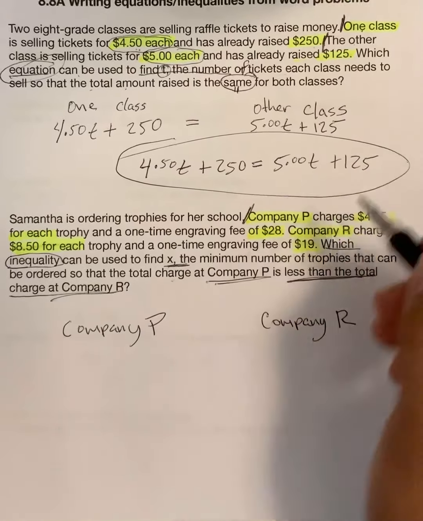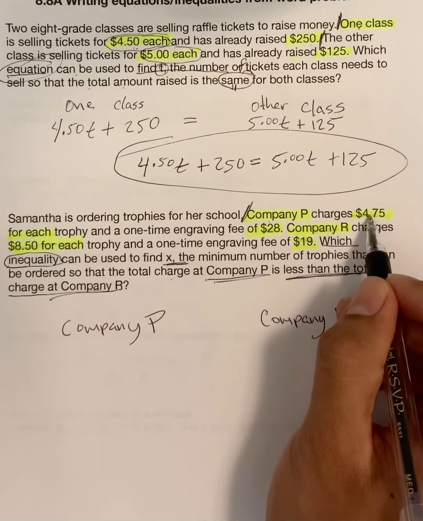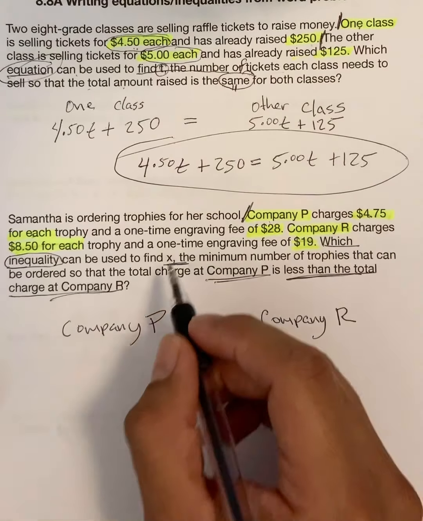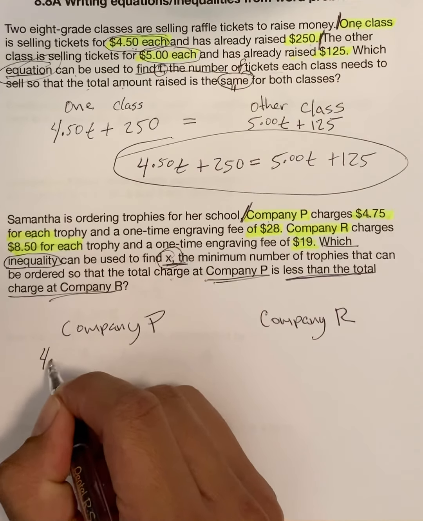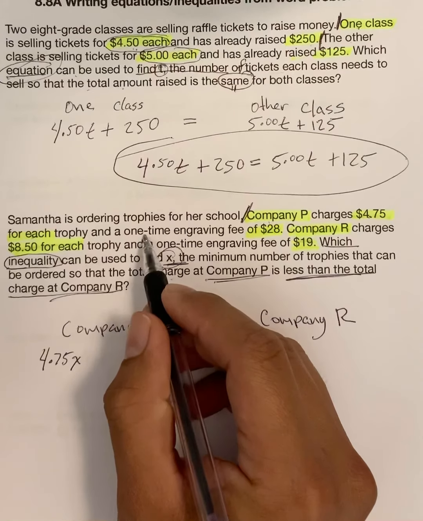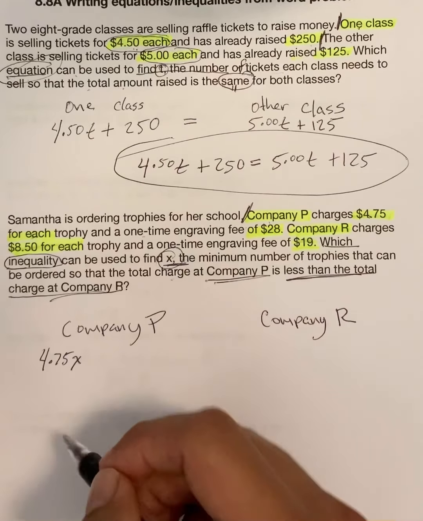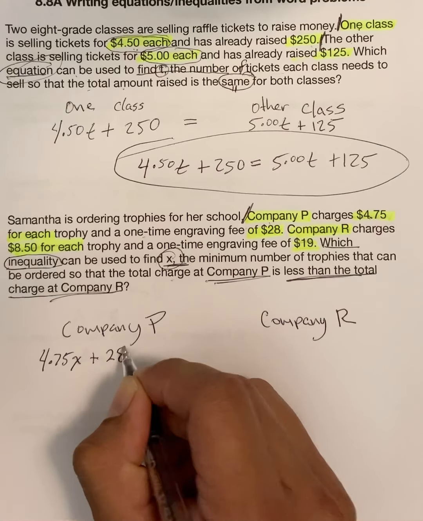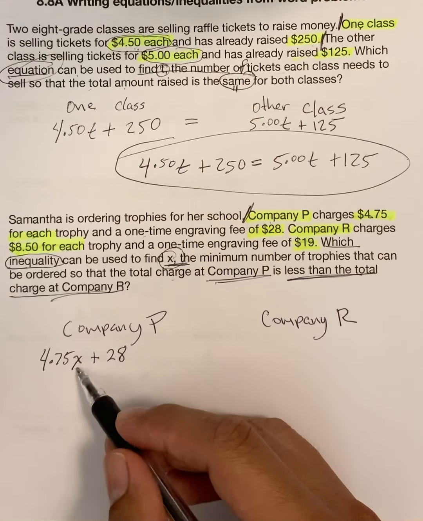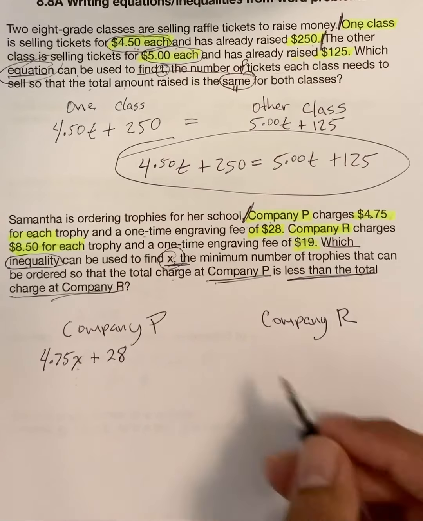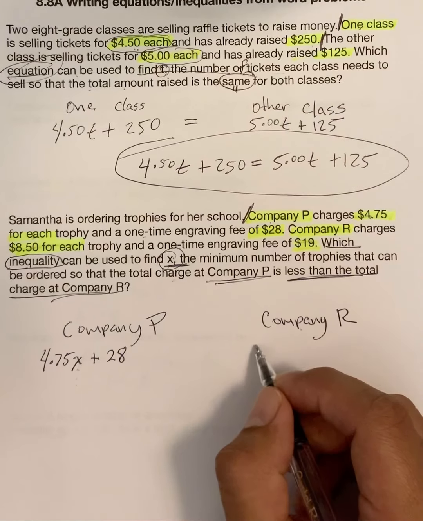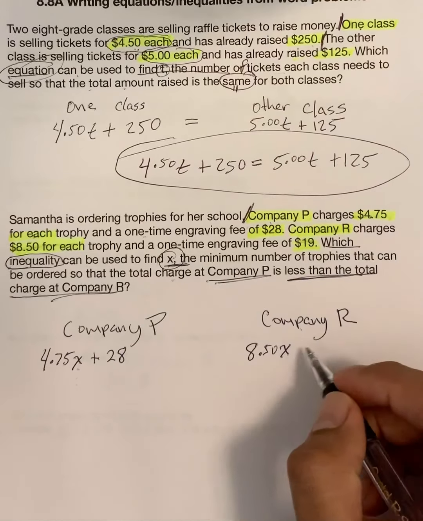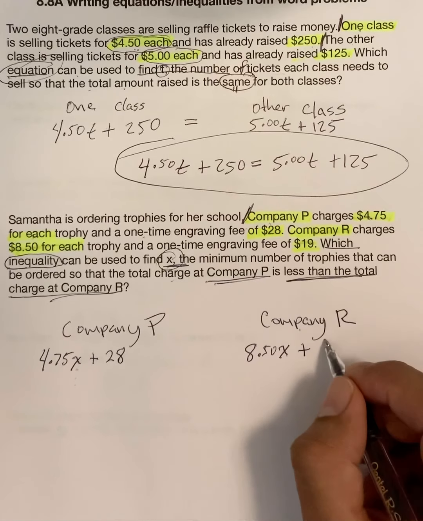We're gonna take it sentence by sentence. Company P charges $4.75 each. Every time I see the word each, I'm already thinking that's gonna be my variable. And what variable are we using? X. And a one-time engraving fee. So X represents each trophy, right? So the engraving fee is gonna be the same regardless, 28. But then each trophy, they order 3, 4, 5. That's the X, that's what's changing. And then company R charges $8.50 each trophy. Again, that's the variable we don't know, but it can represent a number, plus 19.